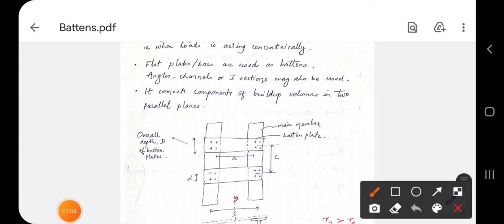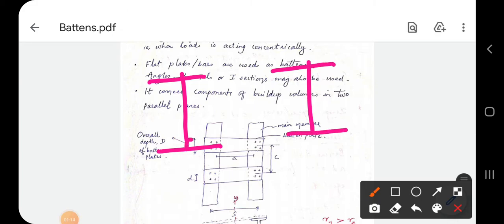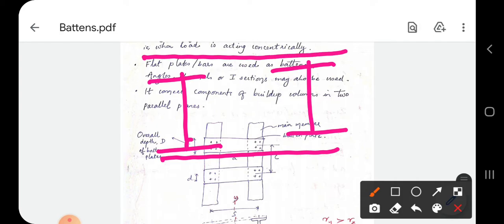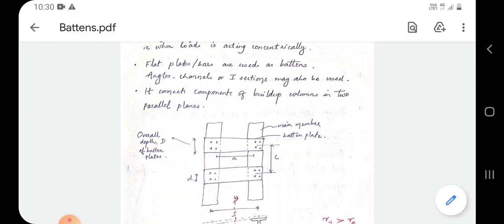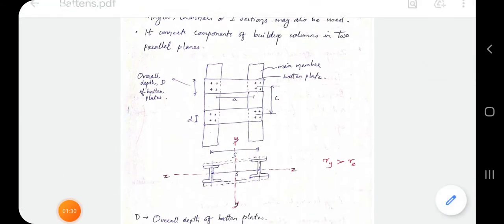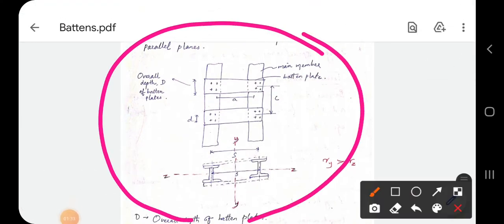It is used to connect the components of built-up columns. If this is the top view of a built-up column and it is connected on either side of the I sections, it is connected in two parallel planes of the built-up column. As you can see in this figure, this is a cross section and top view of a built-up column which is made by two I sections, and it is connected on either side using battens.